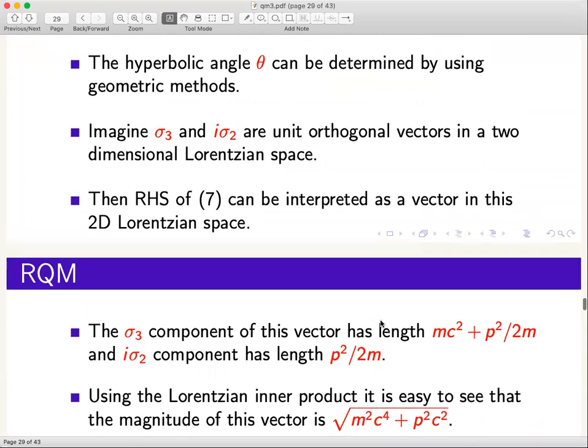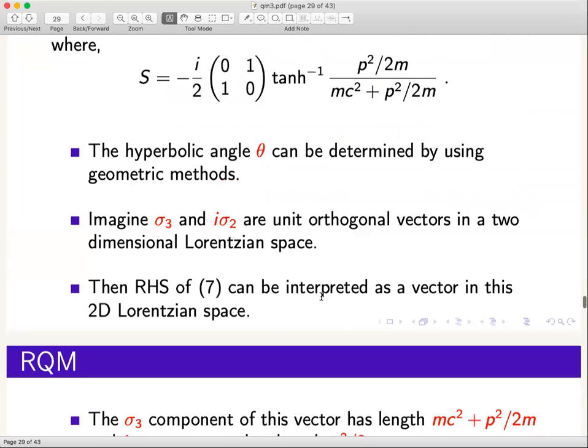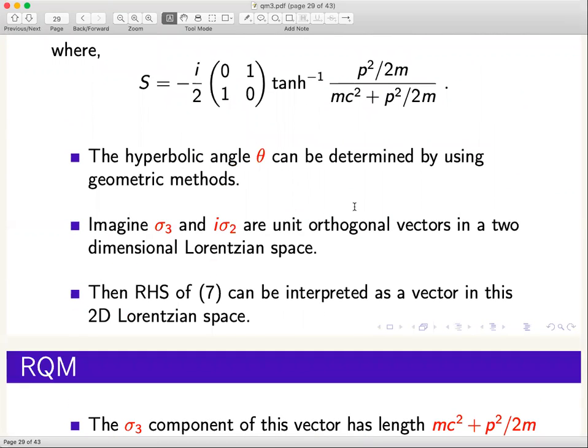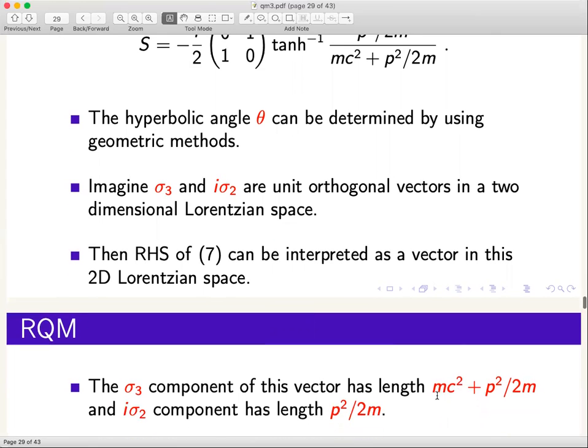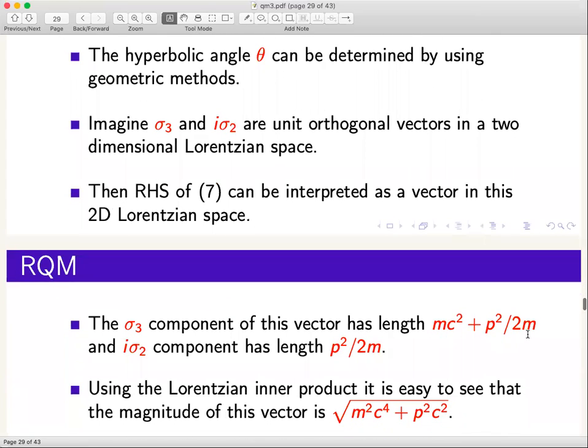Okay, fine. So these are two orthogonal directions. One goes this way, the other goes that way. Since you have both components, your vector is pointing at some angle, which has some i sigma 2 component and some sigma 3 component. So we want to ask what is the length of the vector whose component projections are given here, which are mc squared plus p squared by 2m and p squared by 2m.